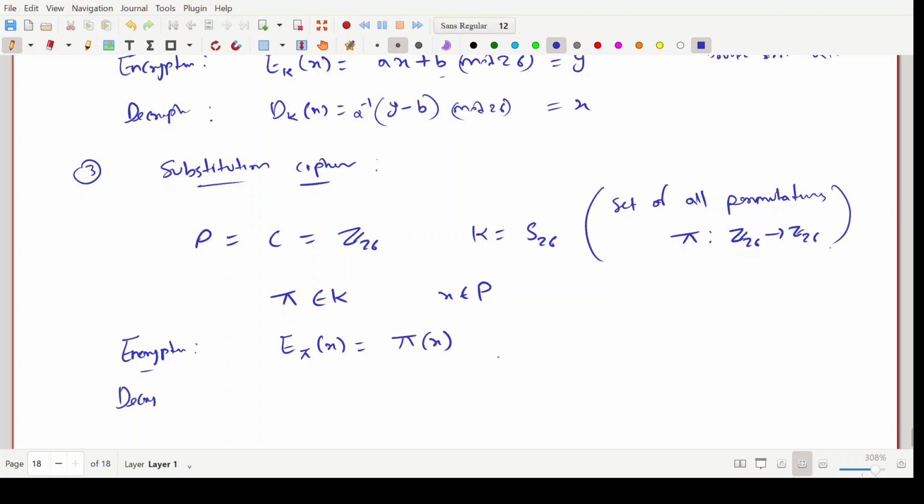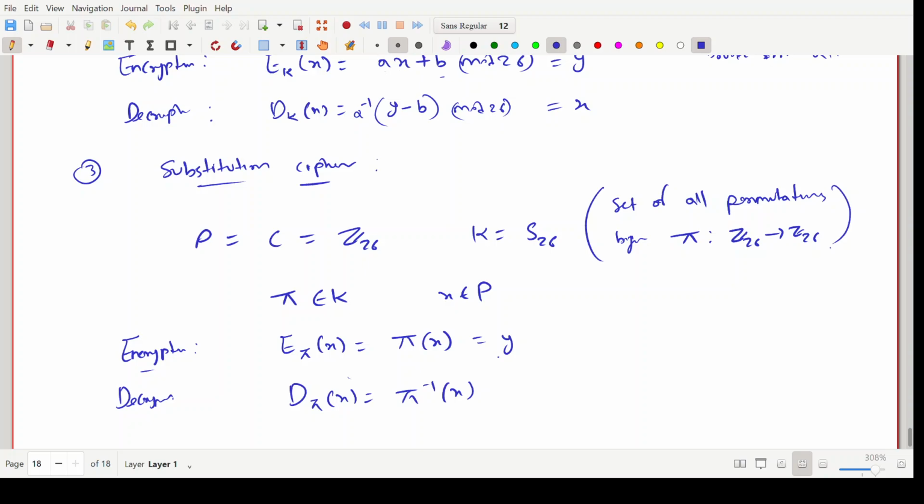Decryption, whatever I am getting, this ciphertext, I just have to take the inverse. d of pi of x is pi inverse of x. Since all the maps are bijective, this is bijective, so I can get the inverse of it, and that is easy. So this is substitution.